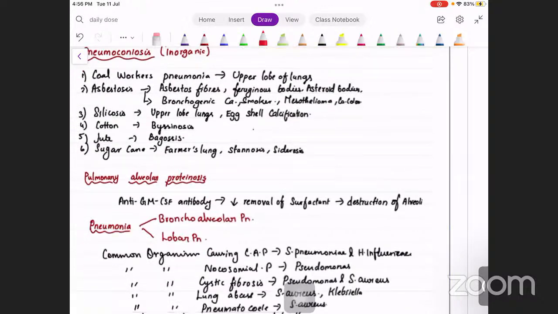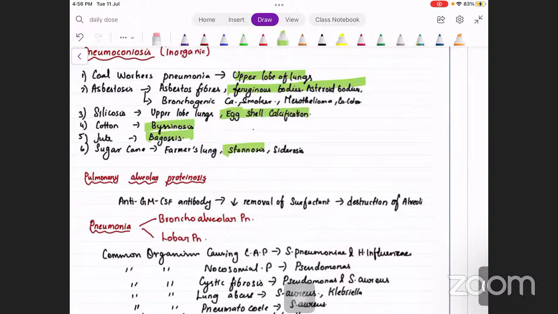Then you have pneumoconiosis: coal workers pneumoconiosis, upper lobe of lung; asbestosis, which is associated with the asbestos fibers, where you see the ferruginous bodies and asteroid bodies; and silicosis, eggshell calcification. Cotton is byssinosis, jute is bagassosis, sugarcane is bagassosis.